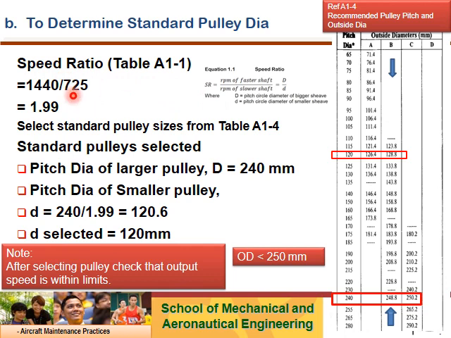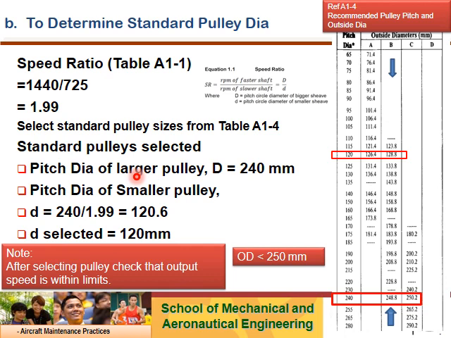Given that formula, substitute in the speed ratio: 1440 divided by 725 will give you 1.99. That's the speed ratio. So from A1-4, we will select a standard pulley. How do we select? The pitch diameter of a larger pulley. If you refer to your question, it says that the outside diameter should not be greater than 250.